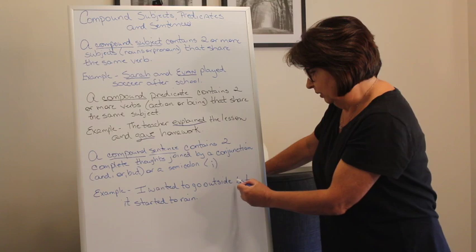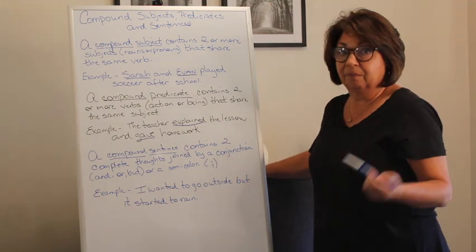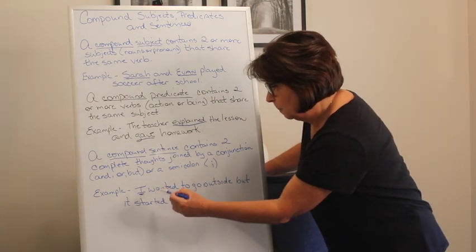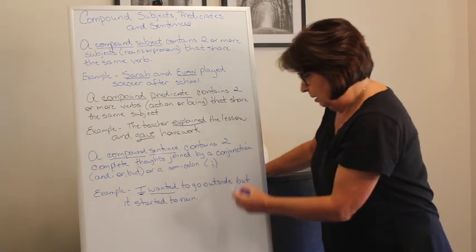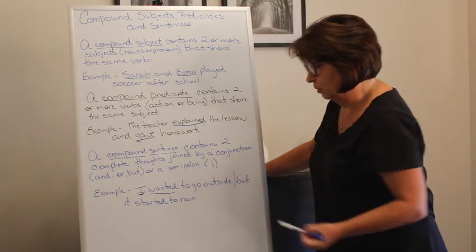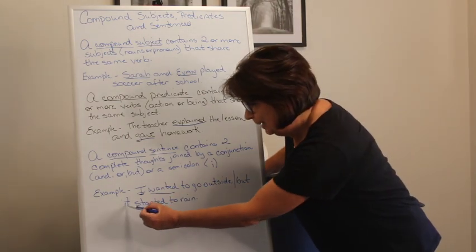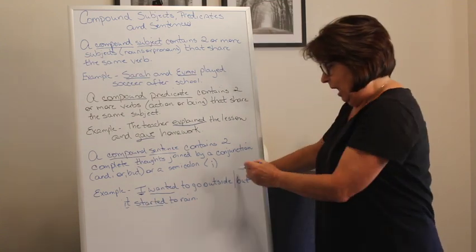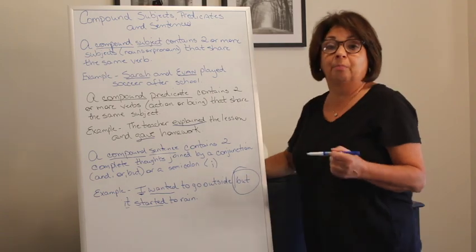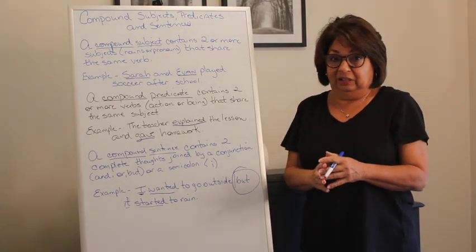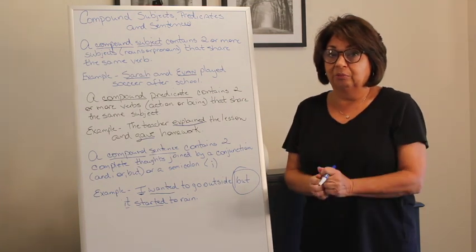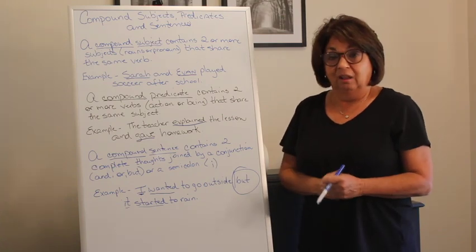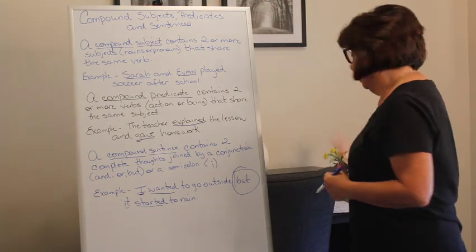I wanted to go outside, but it started to rain. Two complete sentences. Here's the subject in this sentence, I. This is the verb, wanted to go outside. So this can be a complete sentence right here. Here's another one: it started to rain. Started is the verb, it is the subject, and they are connected by this conjunction, but. So when you take two sentences that can stand all by themselves and you put them together with a conjunction, then it's called a compound sentence. A lot of information. Let's do some practice.